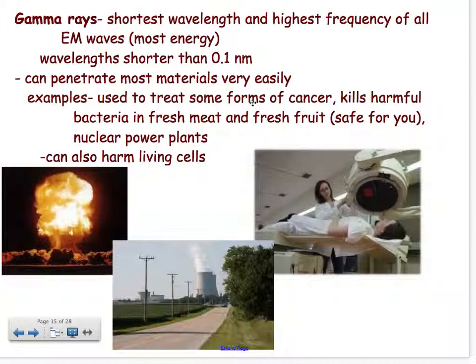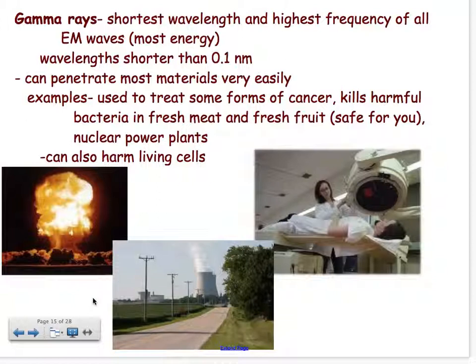Good, it is used to treat cancer, but along the same line, it can cause cancer. It kills harmful bacteria in fresh meat and fresh fruit, so it's safe for you to eat. It's found in nuclear power plants, and as I said, the negative is that it also kills living cells. Also found in the atomic bomb, and again, here's a picture of Byron.